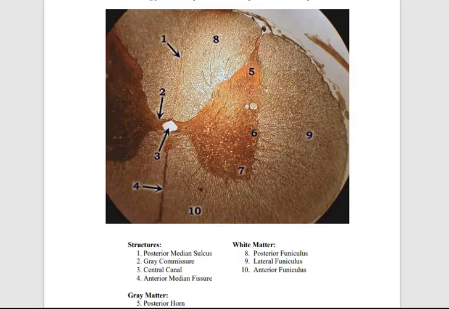Here we're looking at the same terms we've been looking at before, but in this case, this is the real deal. This is actually a slice of a real spinal column, and looking at it under the microscope, it's quite interesting. So orient yourself here. There's your central canal. It's quite obvious. It's a canal. And then you have a distinct fissure right there.